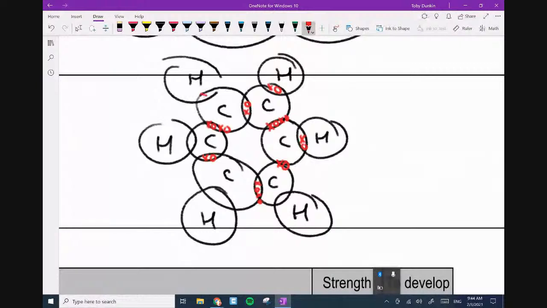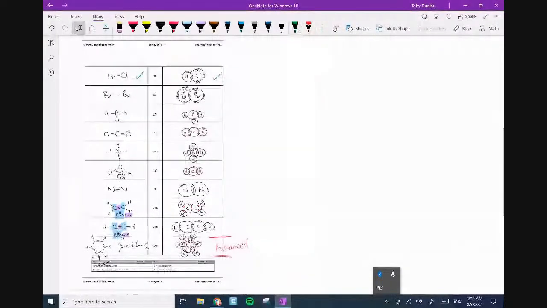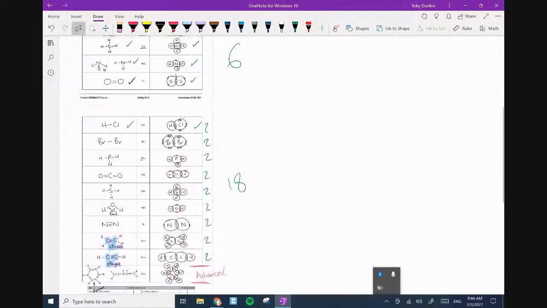So the marks are out of 6 for the first bit, and then 2, 4, 6, 8, 10, 12, 14, 16, 18. So it's out of 18 for the second bit. So total 24. It's out of 24.